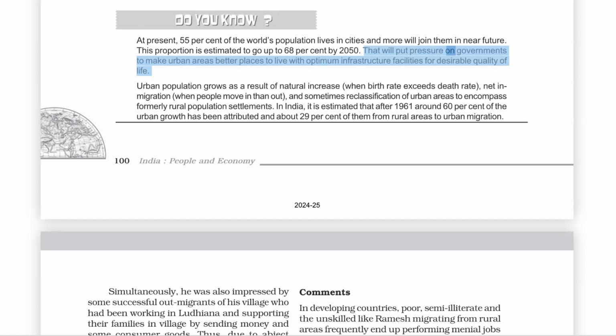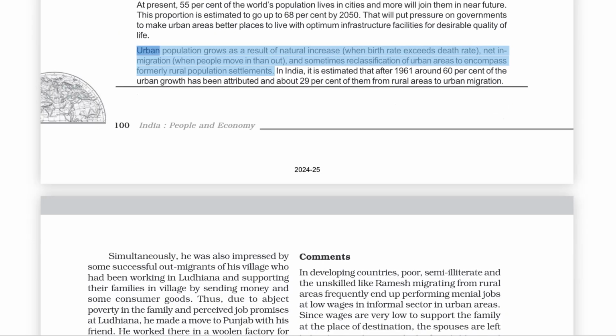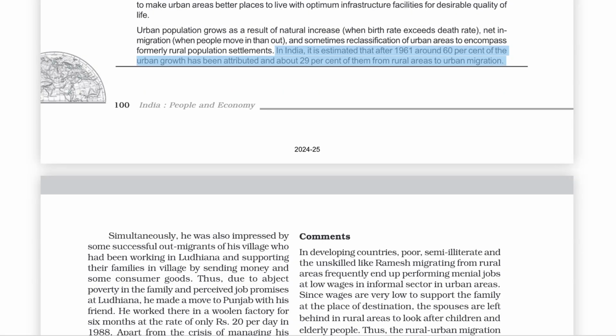That will put pressure on governments to make urban areas better places to live with optimum infrastructure facilities for desirable quality of life. Urban population grows as a result of natural increase, when birth rate exceeds death rate, net immigration, when people move in and out, and sometimes reclassification of urban areas to encompass formerly rural population settlements. In India, it is estimated that after 1961 around 60% of the urban growth has been attributed to natural increase and about 29% of them from rural areas to urban migration.